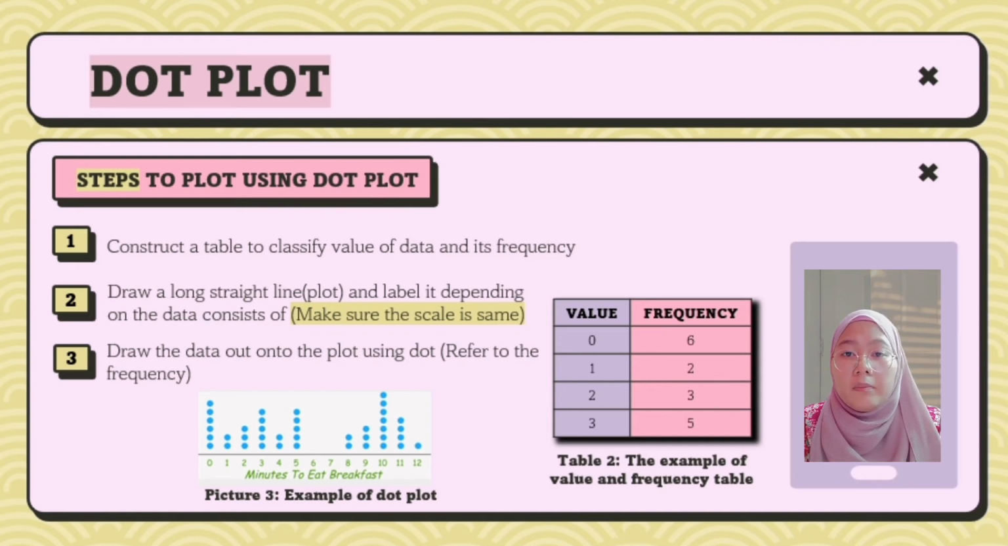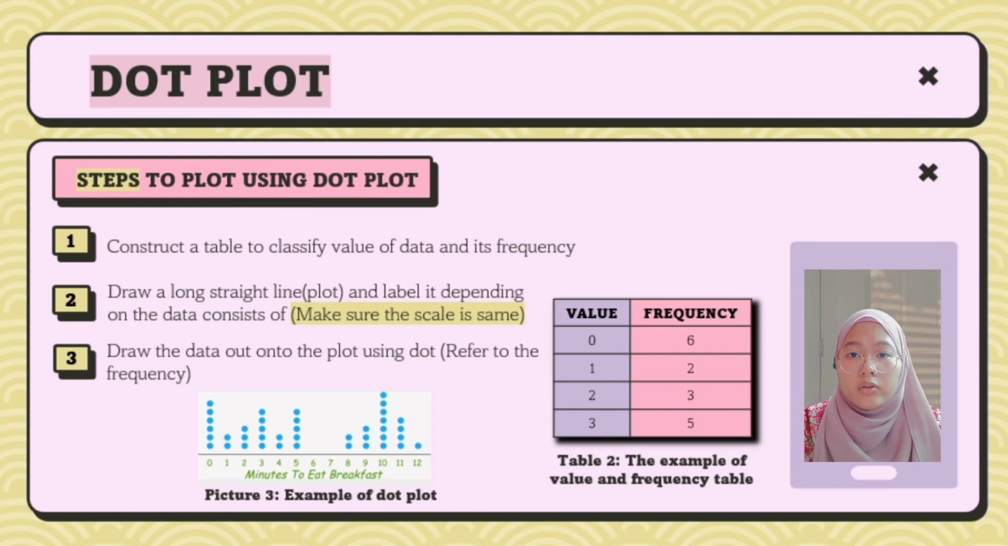For example, in the picture given, for value 0, it has 6 dots in total, right? Meaning that the frequency for value 0 is 6, while for number 1, it has 2 dots only. So, meaning that the frequency for value 1 is 2. And it is same for the rest of value for the data set.